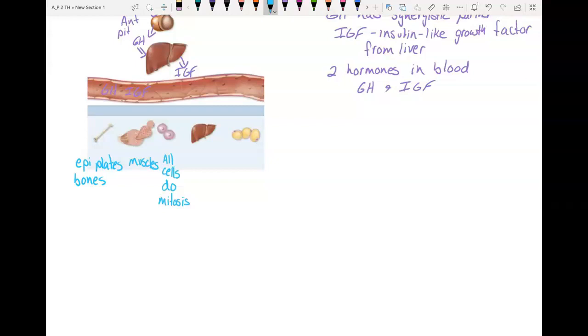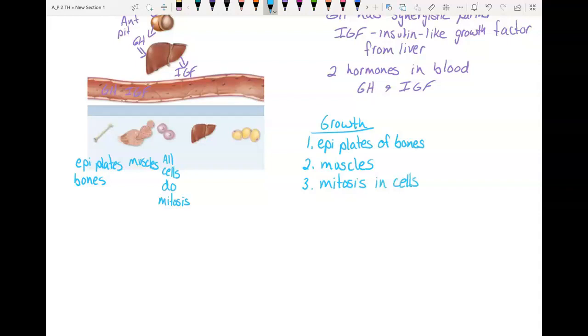So you have 3 ways that you stimulate growth. You stimulate the epiphyseal plates of the bones. You stimulate the muscles to get bigger and stronger, and you stimulate mitosis in other cells of the body. Remember, the more cells you have, the bigger you are. Back in chapter 4, when we talked about cells, we said how like a 10-year-old has more cells than a 1-year-old because a 10-year-old is bigger.